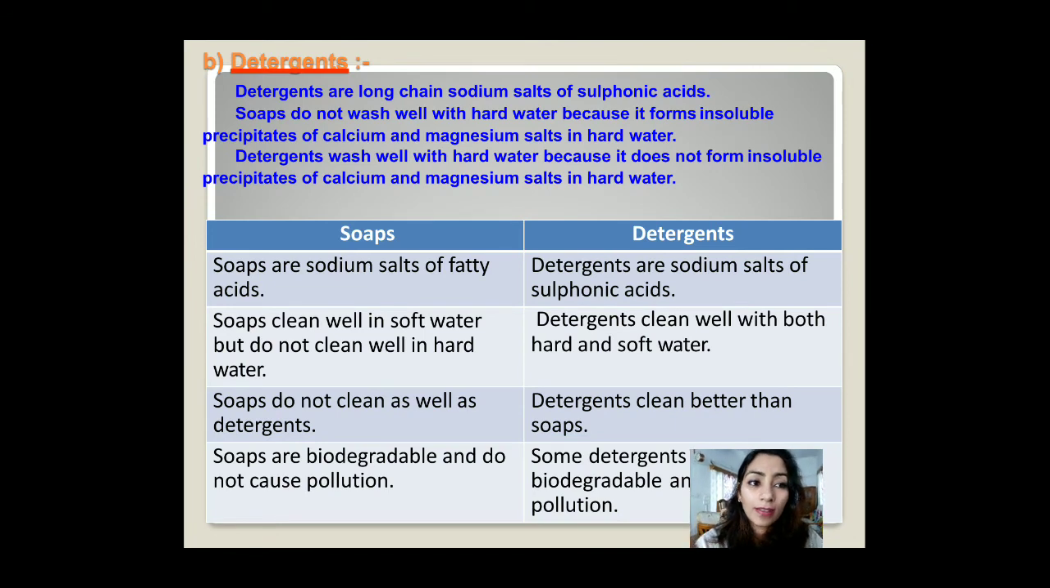What is a detergent? It's a basic question. It is very important. What is the difference between soap and detergent? First, we should know the definition of detergent. Detergents are long chain sodium salts of sulfonic acids. Soaps don't wash well with hard water because they form insoluble precipitates of calcium and magnesium salts in hard water. Detergents wash well with hard water because they do not form insoluble precipitates of calcium and magnesium salts in hard water. You know what hard water is?